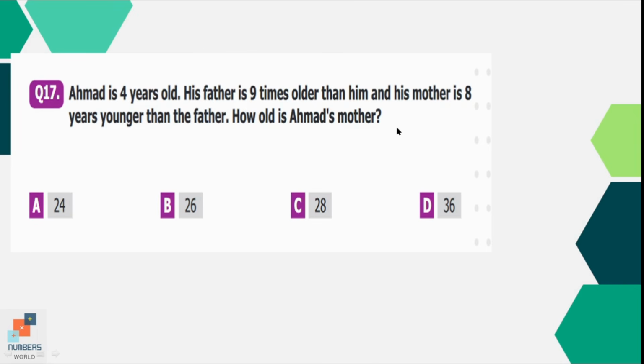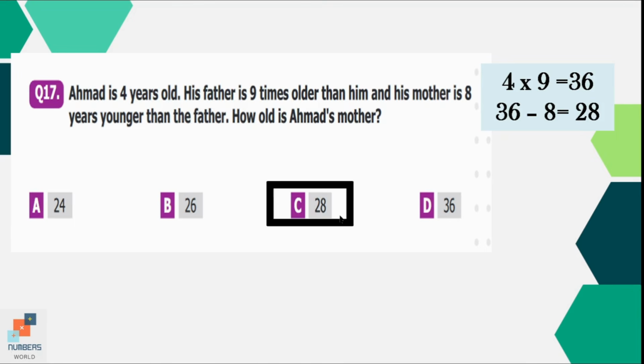So Ahmed is 4 years old and his father is 9 times older than him. So we will multiply 4 by 9 to find out the age of the father, that is 36 years. As his mother is 8 years younger than the father, we will subtract 8 from 36, which is equal to 28. So Ahmed's mother is 28 years old. So option C is the correct option here.